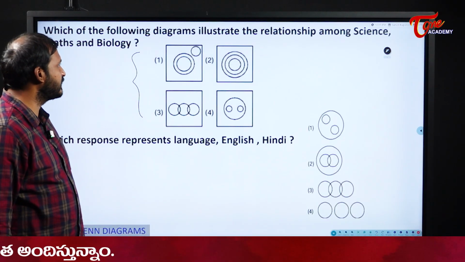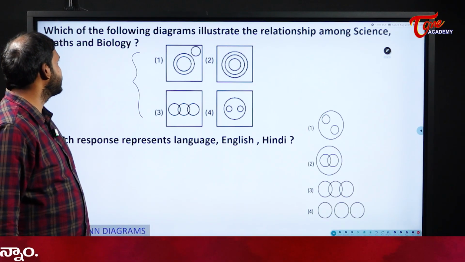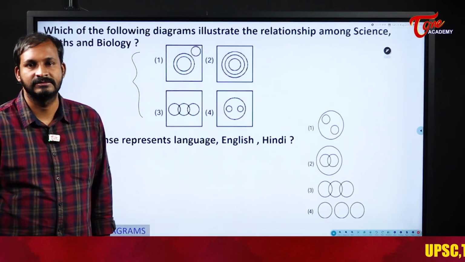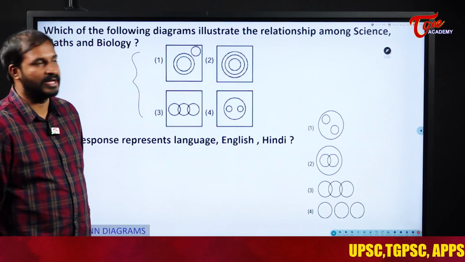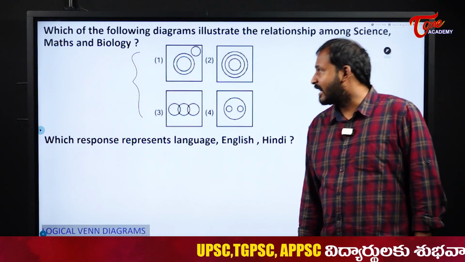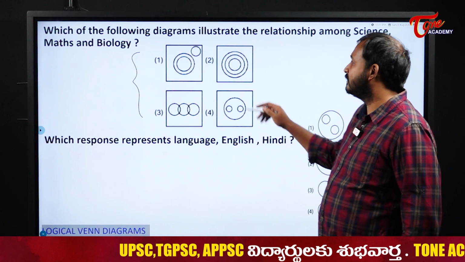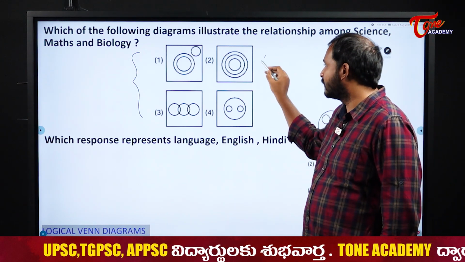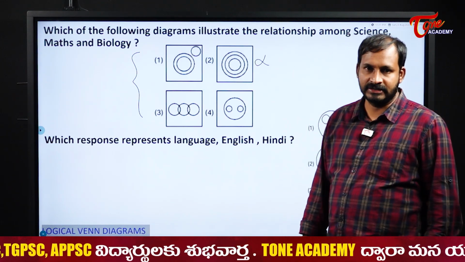Which one will give us the best one? Science, maths and biology. Now, students, how will we decide, sir? Maths is a science. No, saying all three belong to the same one is completely wrong.